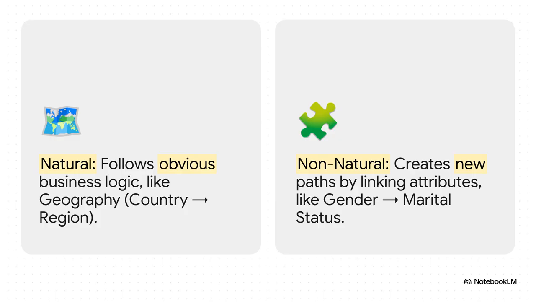So here's the key difference. Natural hierarchies, they follow the existing rules of your business. But non-natural hierarchies, they let you create new rules to find those hidden patterns. For instance, by linking a customer's occupation to their education level, a marketing team might suddenly discover that, wow, engineers with PhDs are their most profitable customer segment, an insight that would have been impossible to find otherwise.